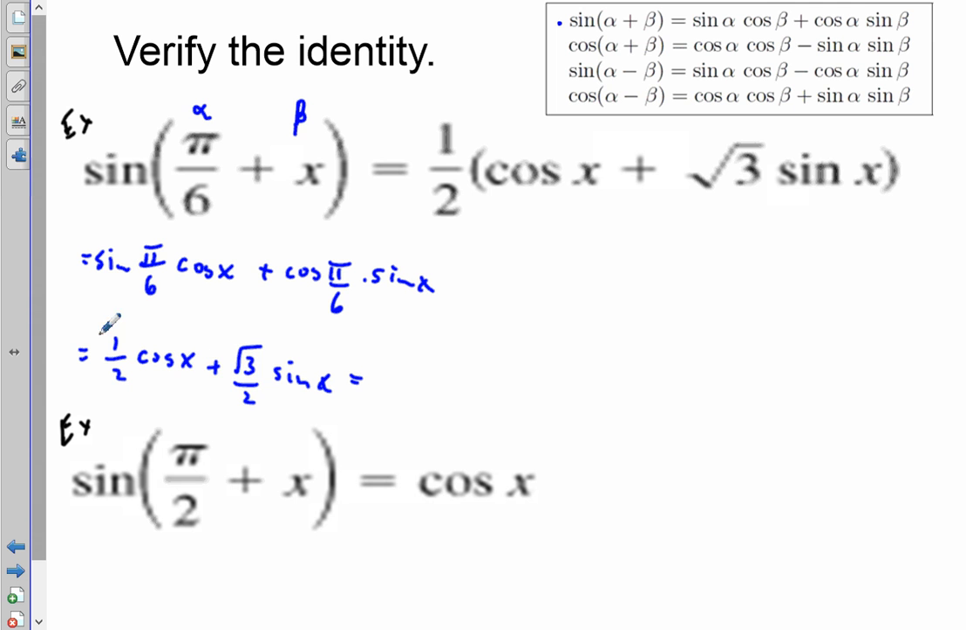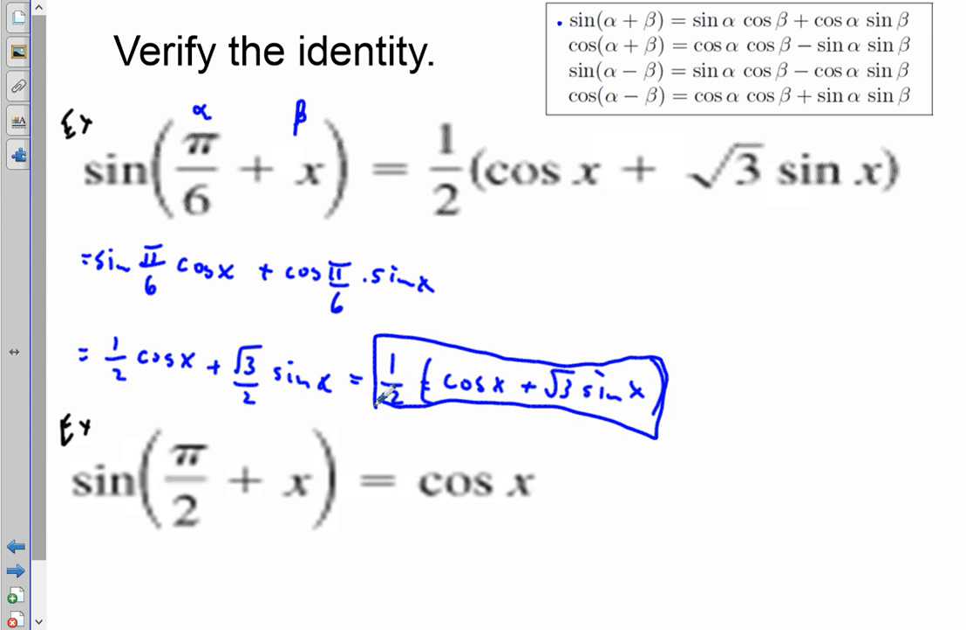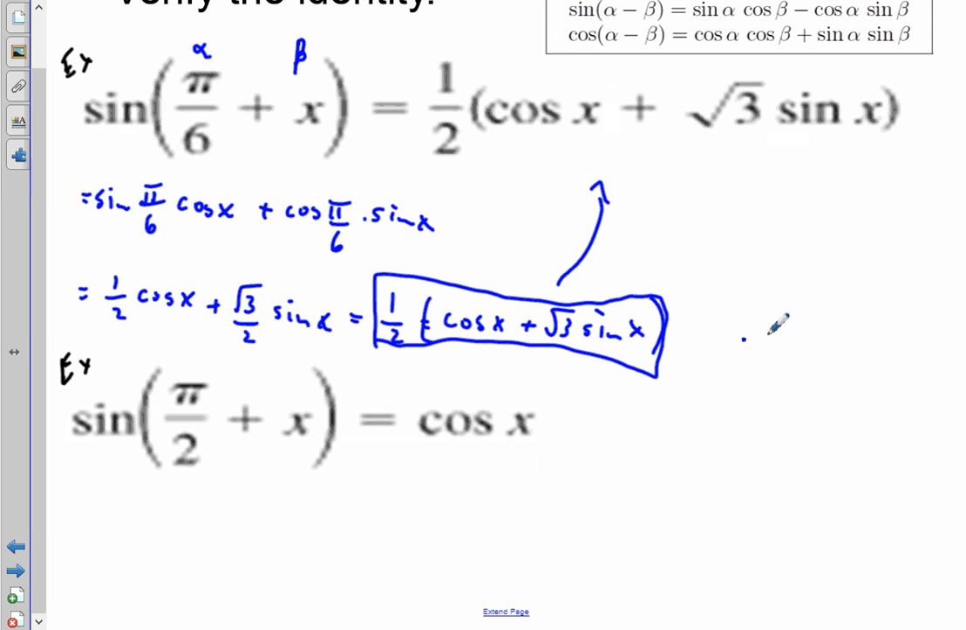And guess what? If you factor out a 1/2 out of each one of these, which you can, you have cosine of x plus the square root of 3 sine of x. And guess what we did? We just verified that the sum and difference rule applies and is equal to that. Cool, right? I know. Happy day.